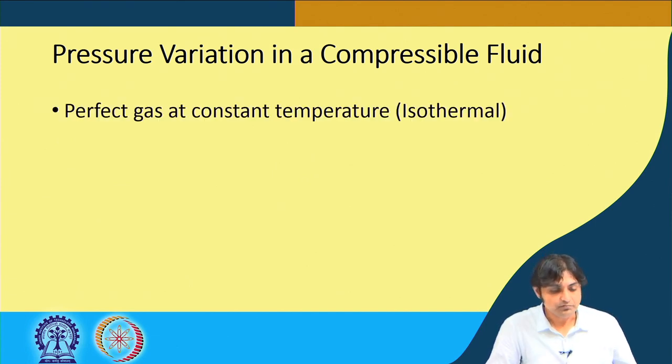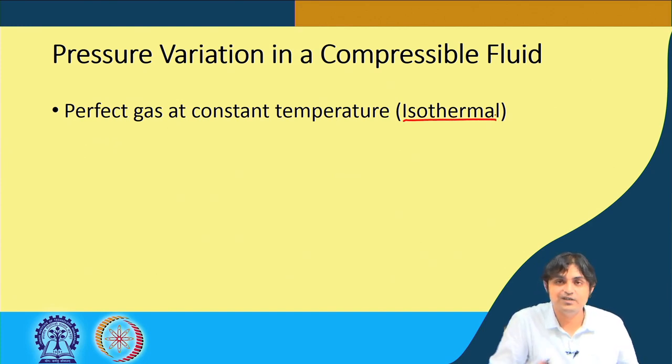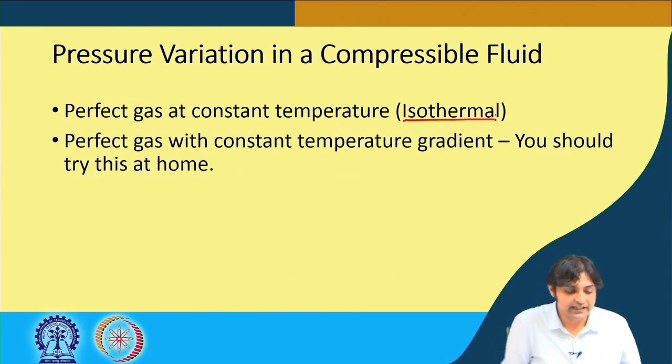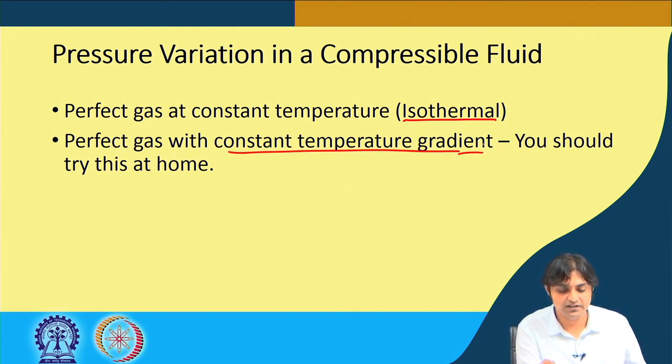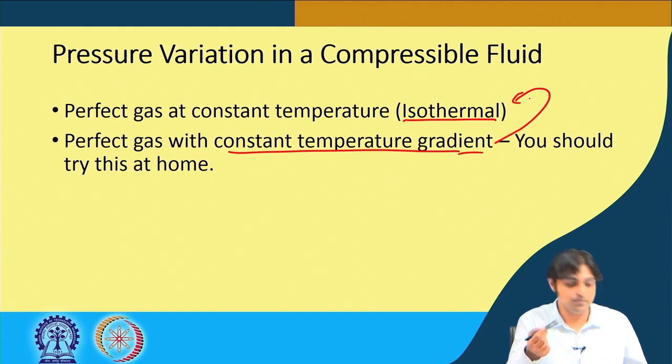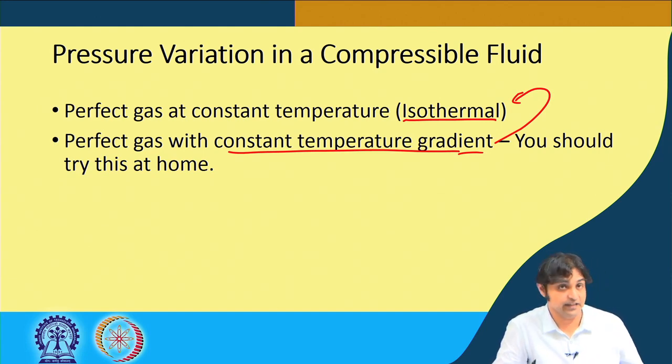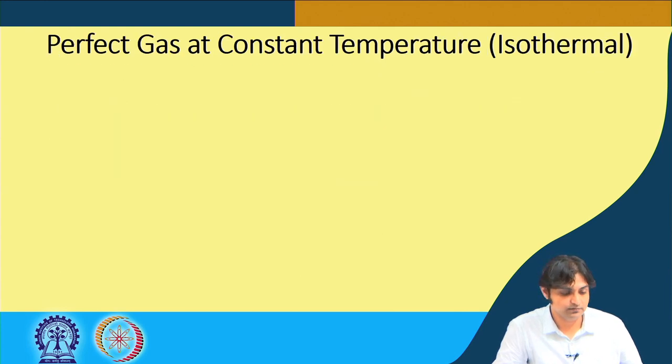So, there are two processes. One is perfect gas at constant temperature, isothermal, that we have been seeing till now. Secondly, perfect gas with constant temperature gradient, and actually you should try this at home. We are not going to cover this because the derivation is the same as isothermal, the way it works is the same. So you should try this at home after watching this lecture.